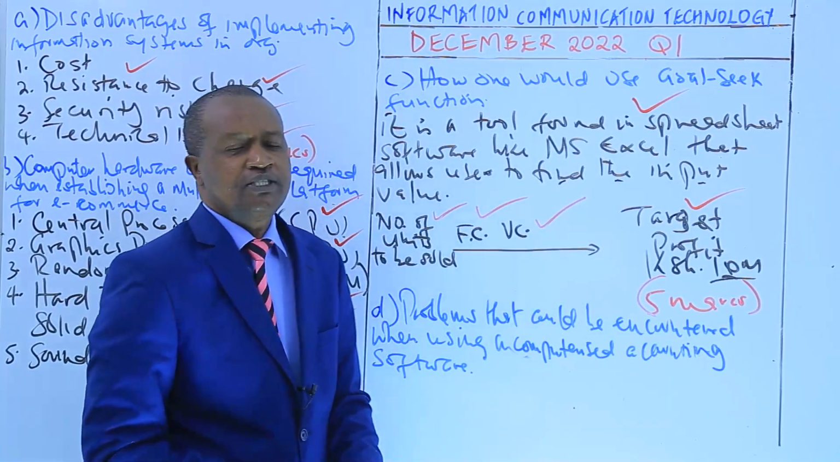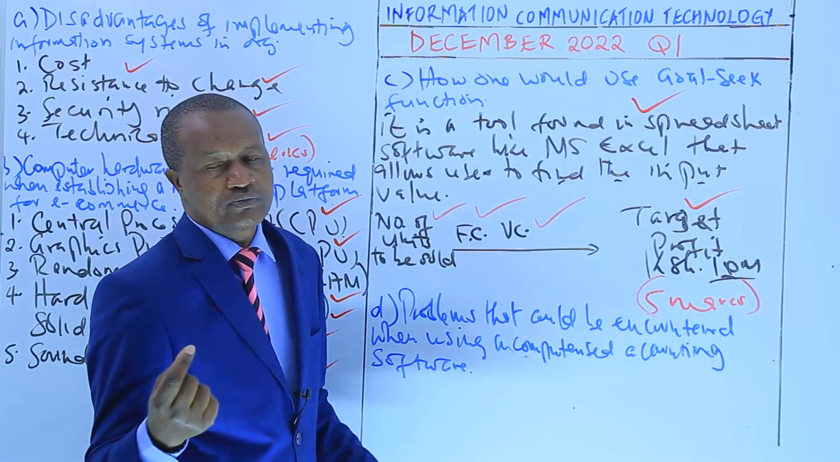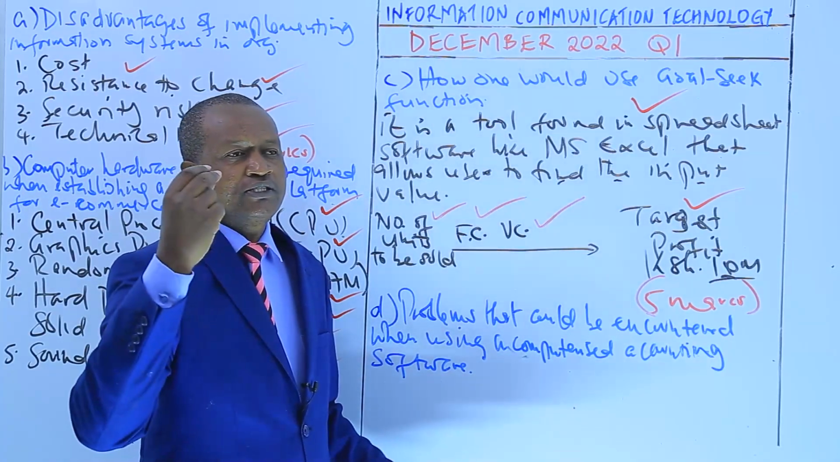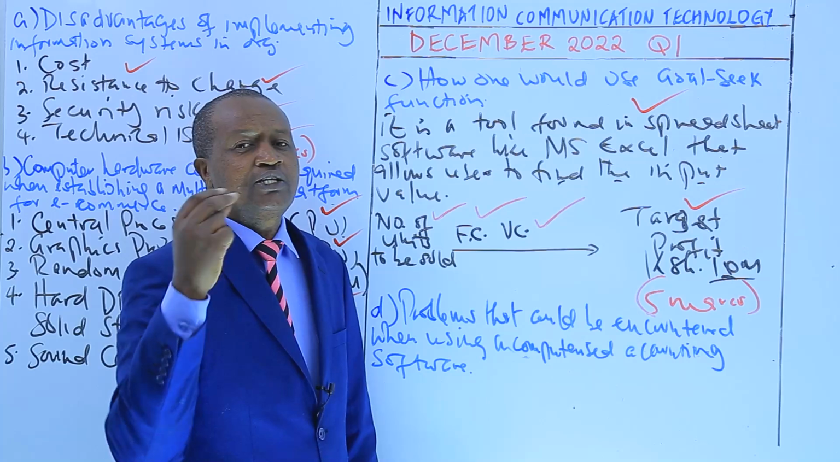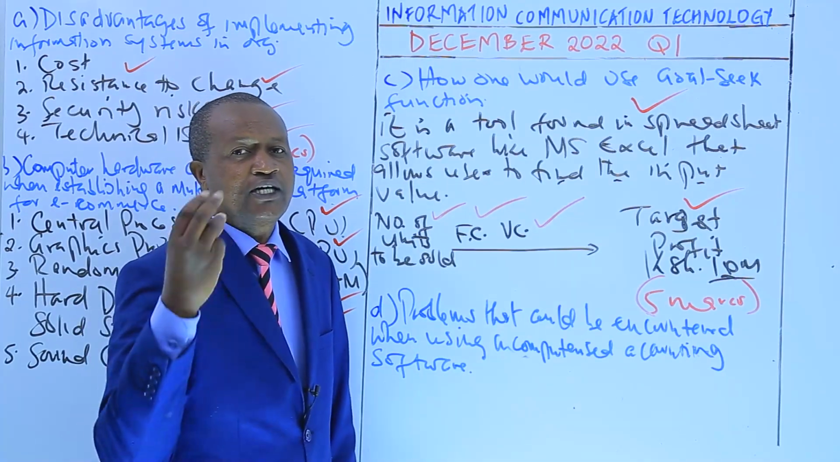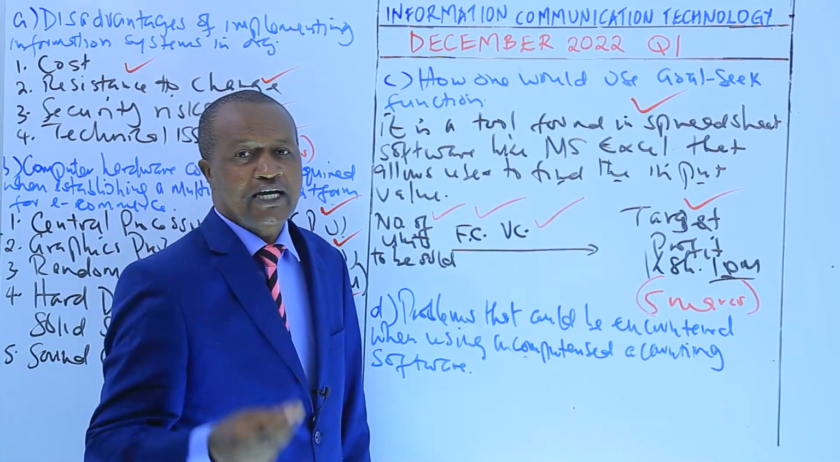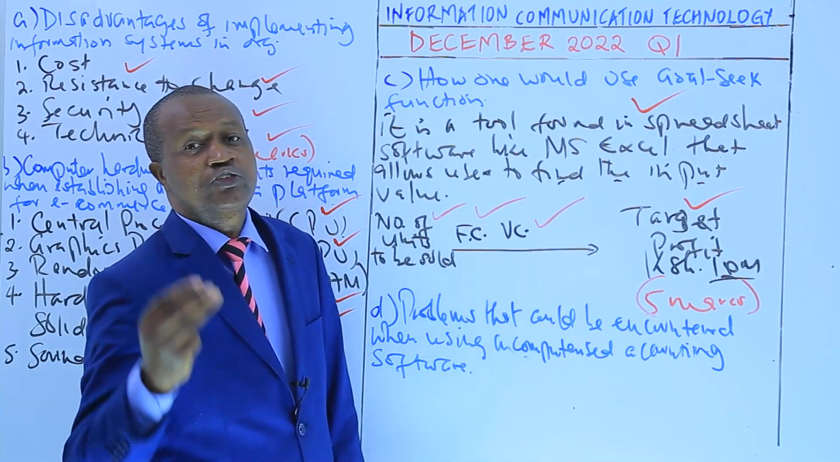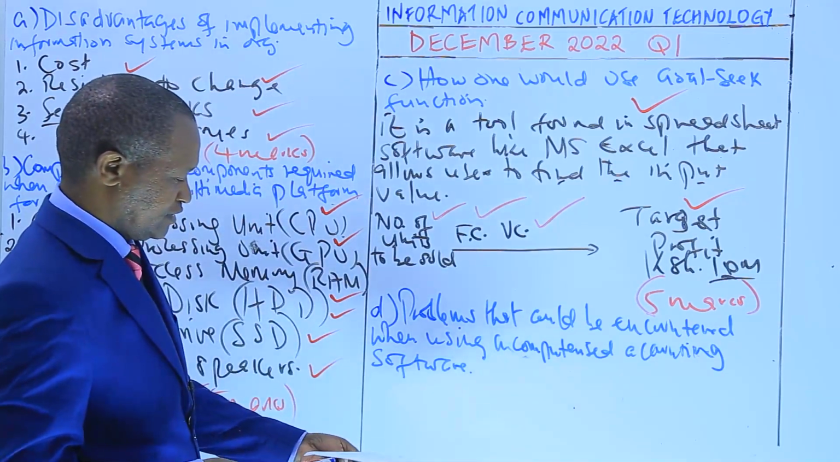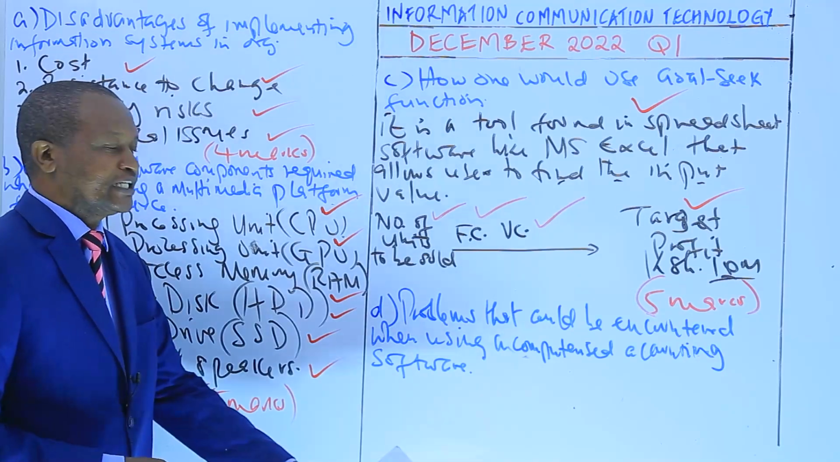The first problem is technical issues. The second problem is data integrity and security. Then the third one is learning curve and training.